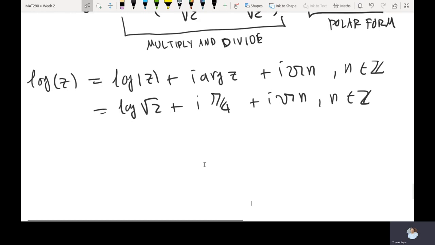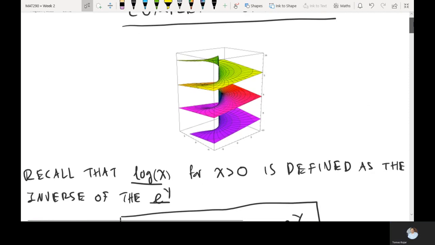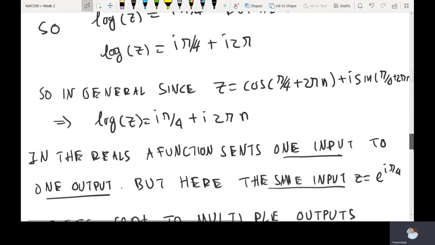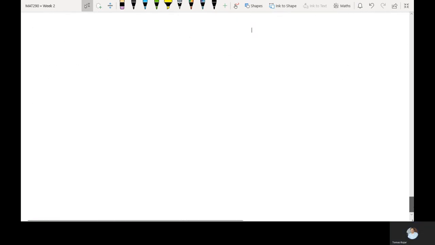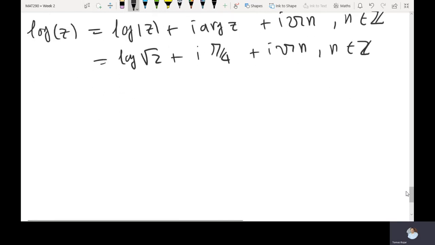Now let me tell you a little bit about the picture that I showed you in the beginning. What's the meaning of this? So that image is the picture of log. All we're trying to say is, if you start with the point 1 plus i, so we're working with the same example, we're saying that the image is the following.